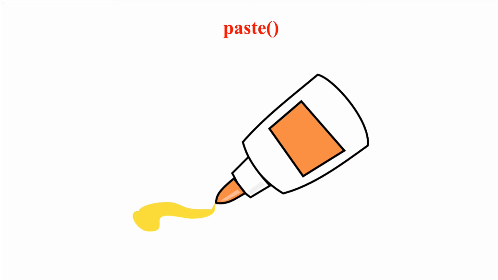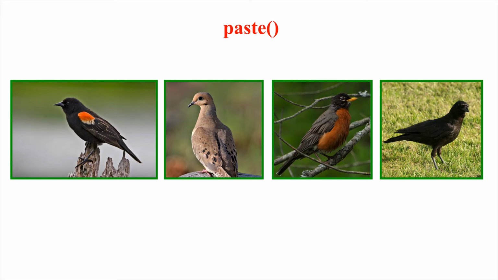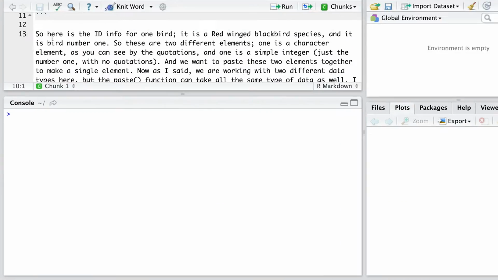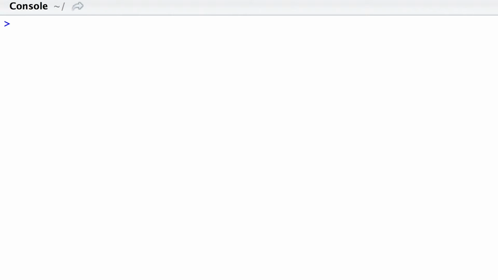As a very basic example, let's say that we're working with birds, and to ID individuals we're recording the species, and we're assigning an ID number to each bird. So we're back in our studio now, and here's the ID info for one bird. It is a red-winged blackbird species, and it is bird number 1. So these are two different element types. One is a character element, as you see by the quotations, and one is a simple integer, just the number 1 with no quotations. And we want to paste these two elements together to make a single element.